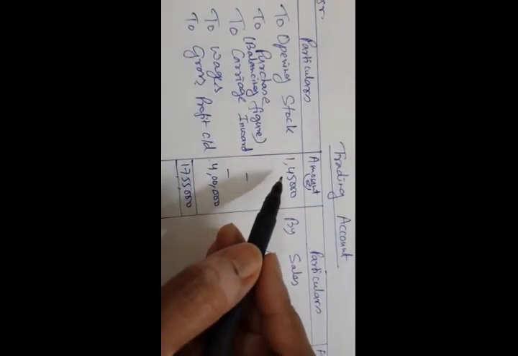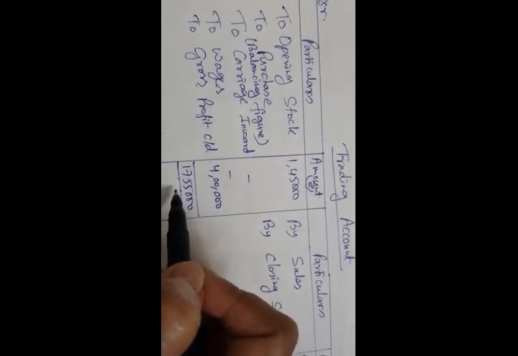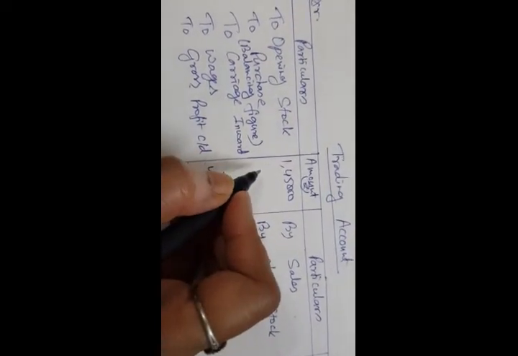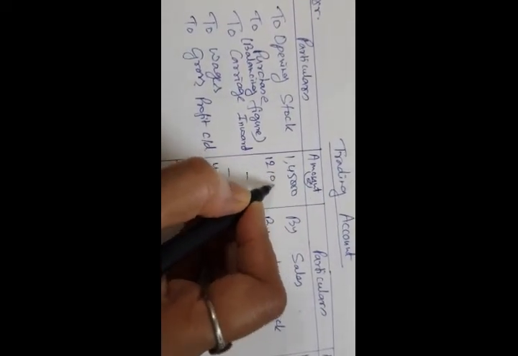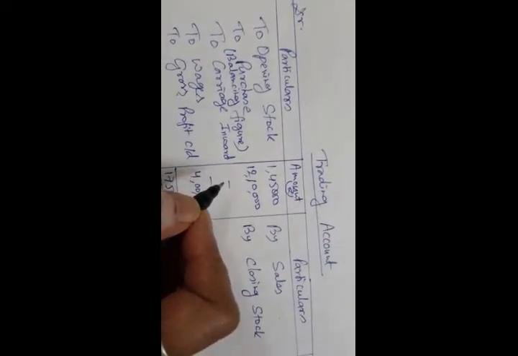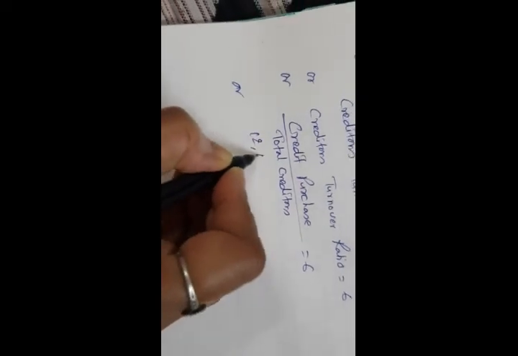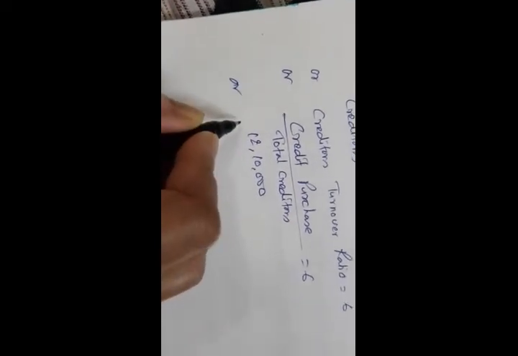How much is the total now coming? 1,45,000 plus 4 lakh means 5,45,000. We have to deduct this from 17,55,000. It will be 12,10,000. Okay, now let us put the amount here to find out total creditor. This purchase we have computed, 12,10,000, will be considered as credit purchase. That also we have to put as a note.